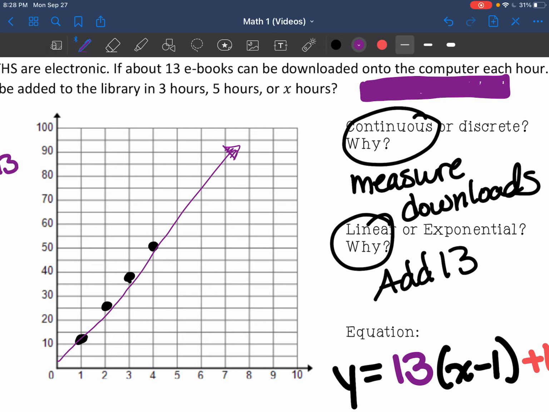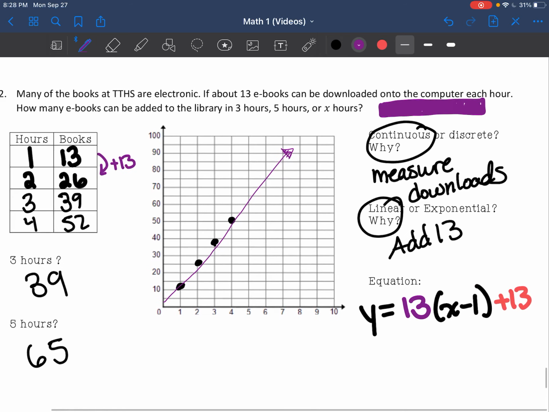And then it's linear because we were adding by 13, and our equation is y is equal to 13 parentheses x minus 1 close parentheses plus 13. This plus 13 is the number we started with, how many books we started with. This 13 here is the 13 we are adding by down our table.